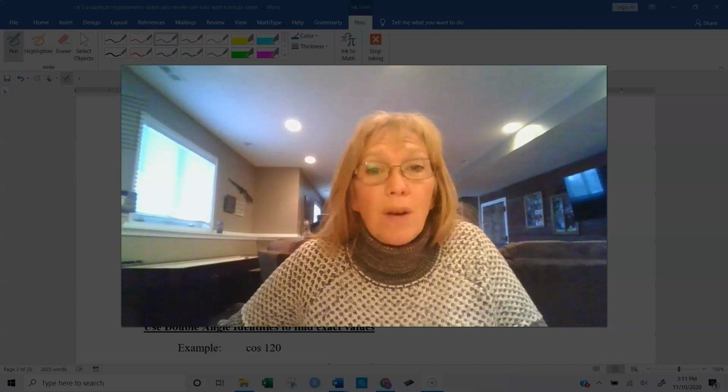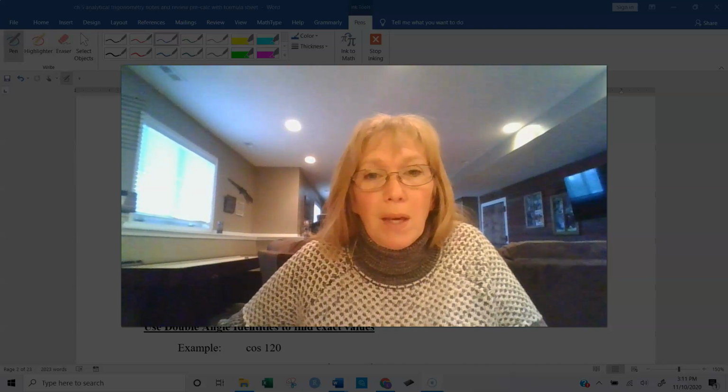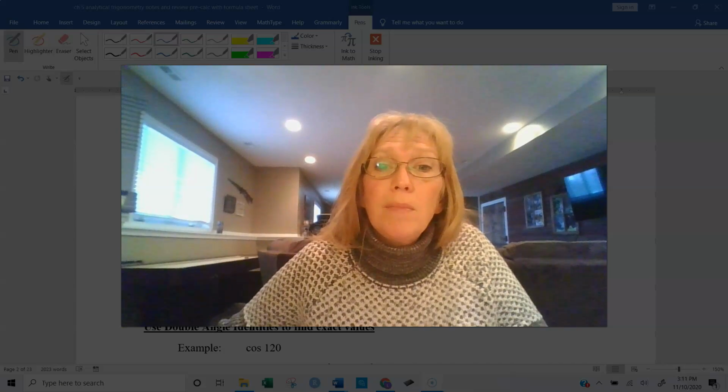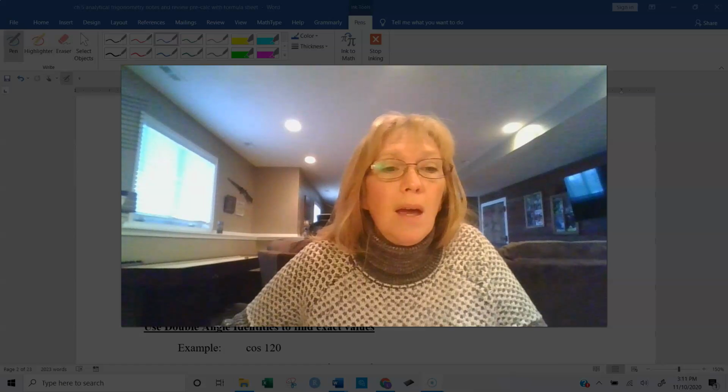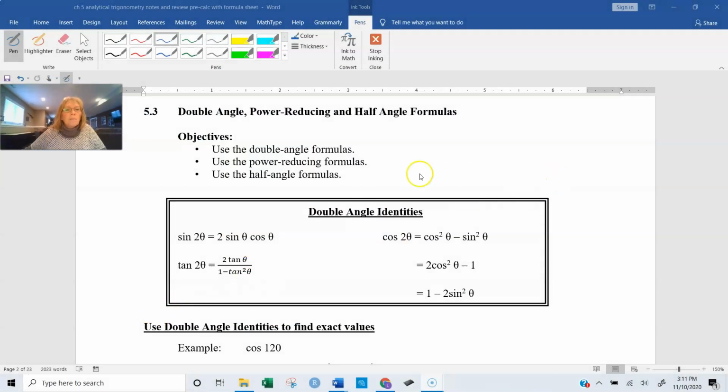All right, this one here's 5-3. There's three different things in here: double angle, half angle, and power reducing. Now, again, you should have all of these on your sheet, so it won't be too hard. You just have to know how to use them, and make sure you know your formulas. And don't get too scared by them. They just look worse than they really are.